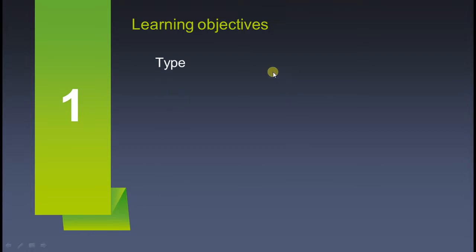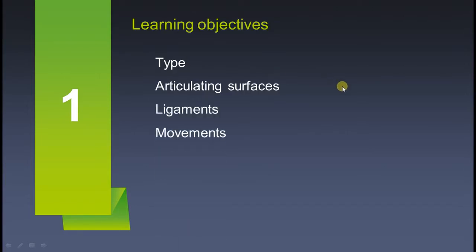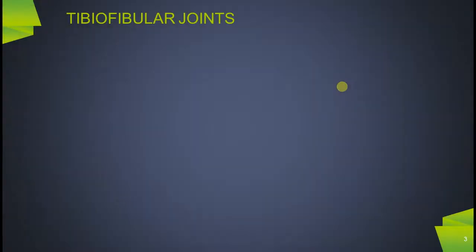Naturally, for any joint we will be discussing the type of the joint, followed by its articulating surfaces, then ligaments or capsule, followed by the movements permitted in this joint and the muscles which produce these movements, then its relations, nerve supply and blood supply, and finally the applied aspects. First, to start with, we will be discussing the tibiofibular joints.